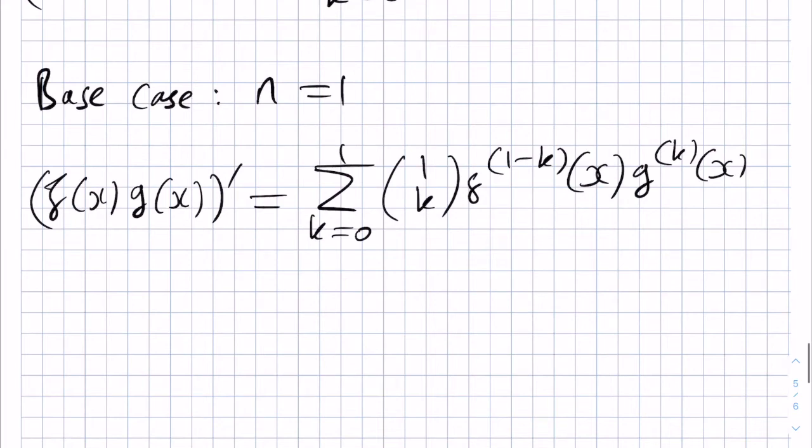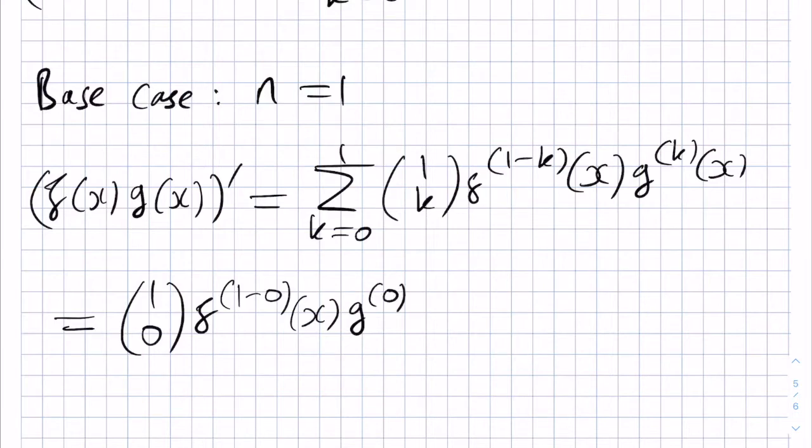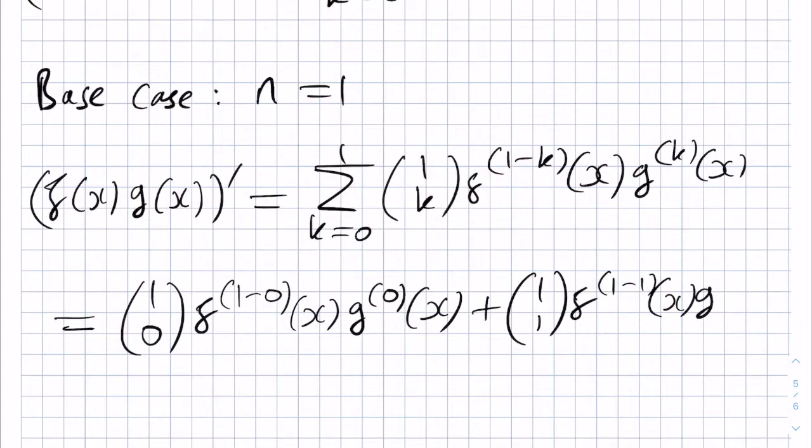So we can write out the terms in this sum because there are not very many at all. In fact, we start with k equals 0. This gives us 1 choose 0, f with 1 minus 0 derivatives, and g with 0 derivatives, plus the other way around. So 1 choose 1 for k equals 1, with f with 1 minus 1 derivatives, and g with 1 derivative. It's worth being aware what we mean by 0 derivatives.